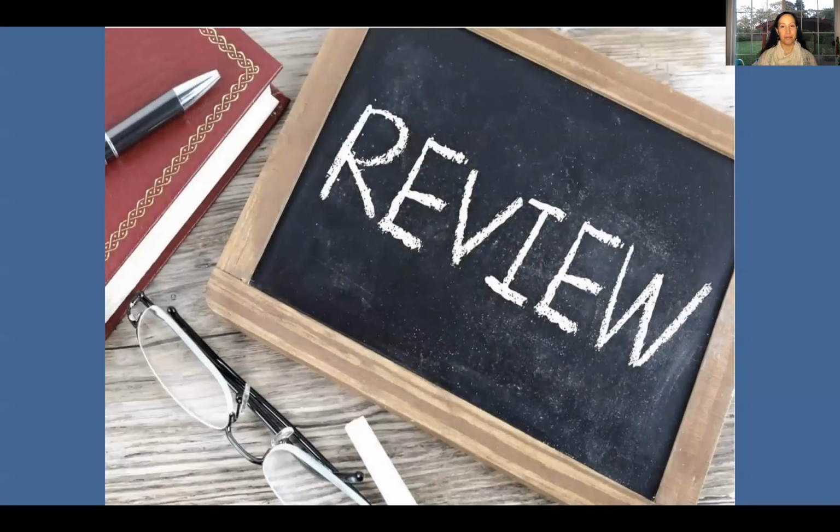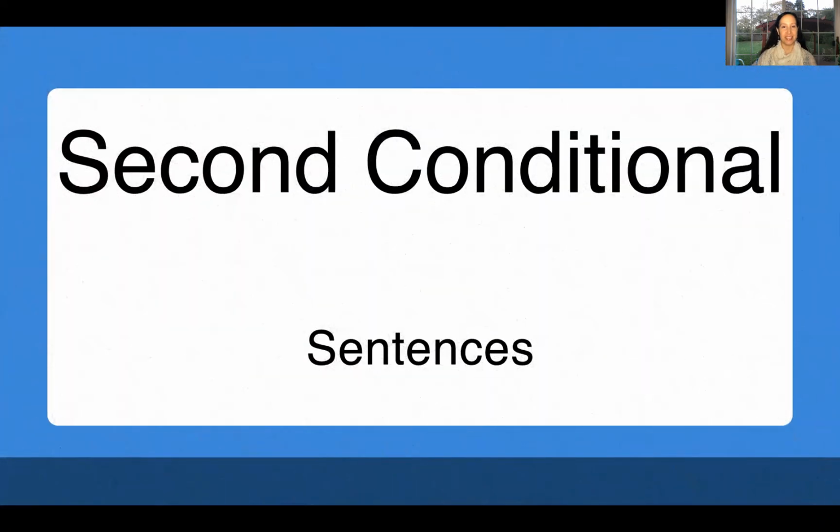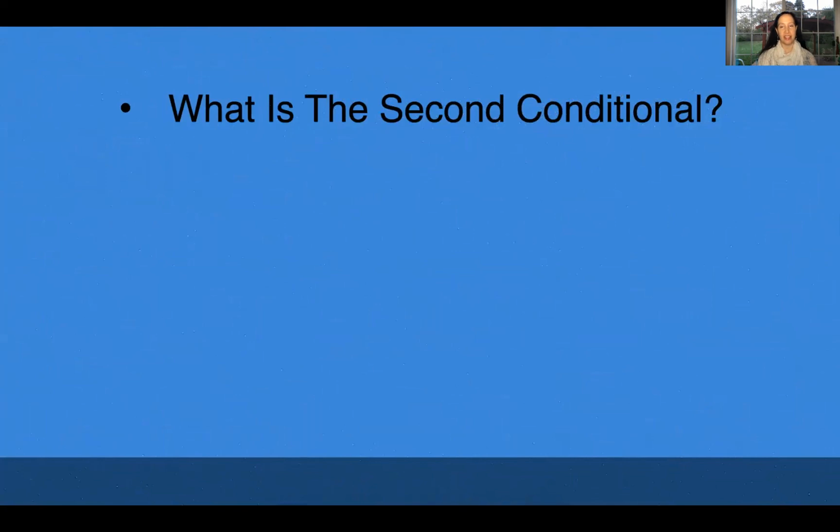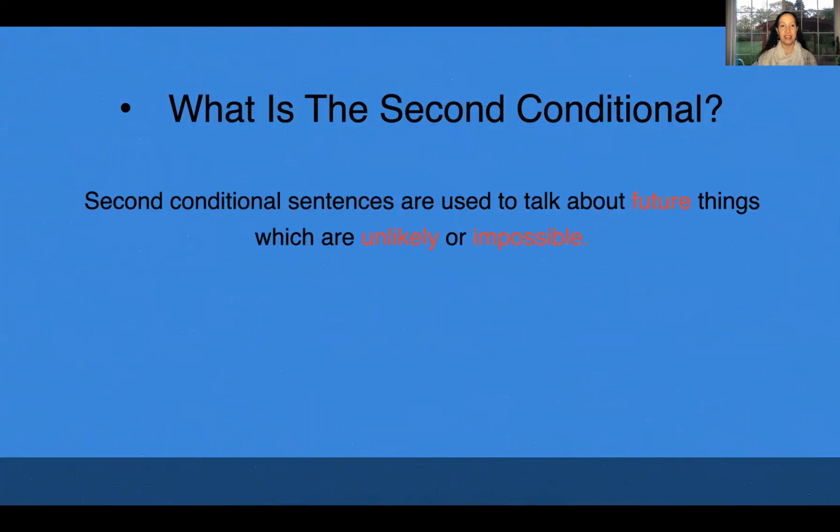Our review: second conditional sentences. Are you reading along with me? Well, if not, join me. Come on. Second conditional sentences. What is the second conditional? Second conditional sentences are used to talk about future things, which are unlikely or impossible. Uh-oh, that's the second conditional.